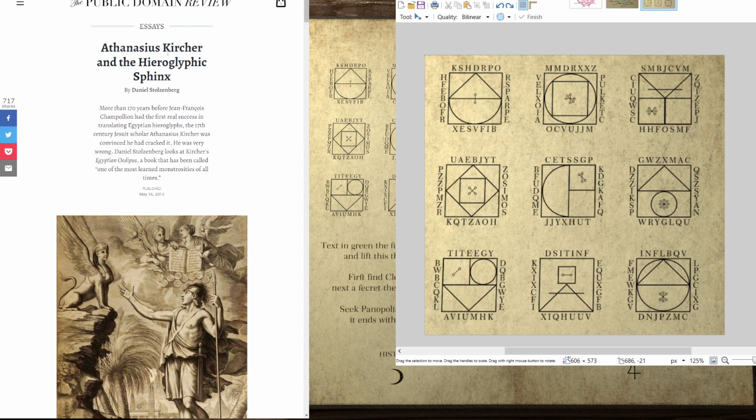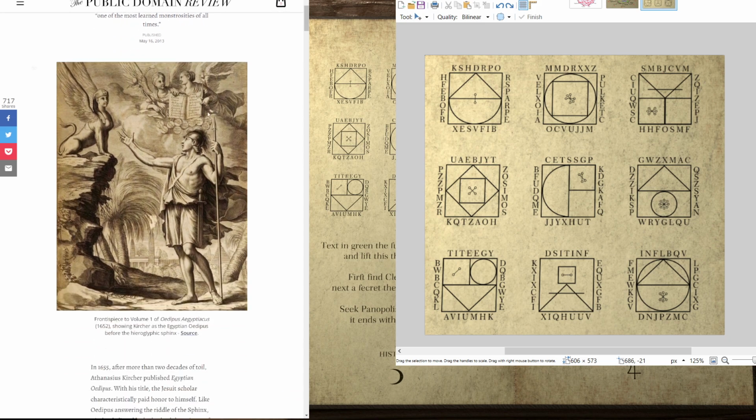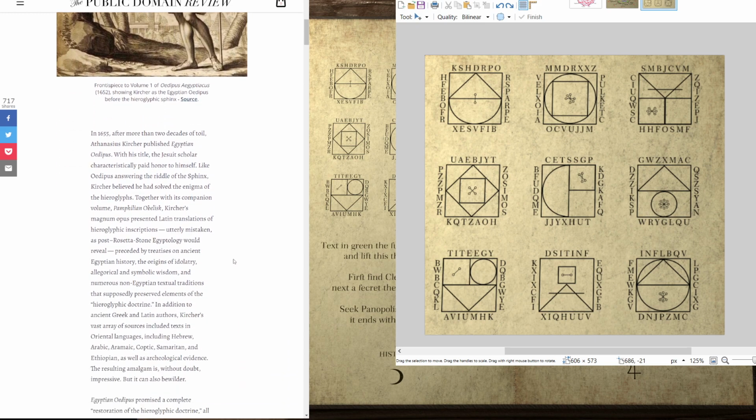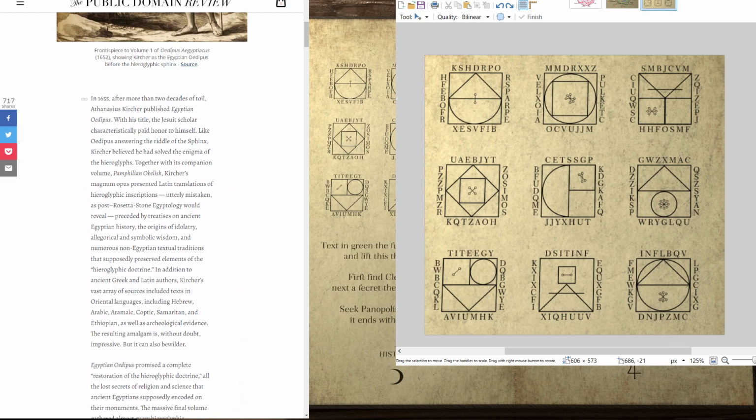And the hieroglyphic Sphinx. More than 170 years before Jean-François Champollion had the first real success in translating Egyptian hieroglyphs, the 17th century Jesuit scholar Athanasius Kircher was convinced he had cracked it. He was very wrong. Kircher's Egyptian Oedipus, a book that has been called one of the most learned monstrosities of all time. Oedipus Egypticus. Egyptian Oedipus.